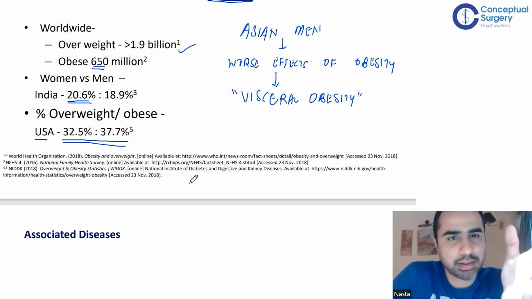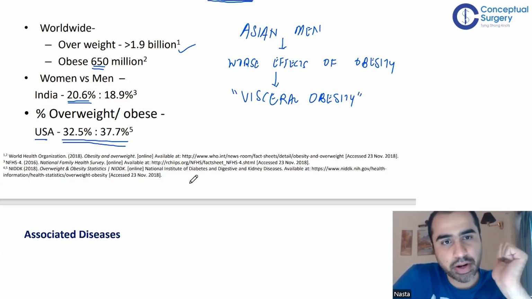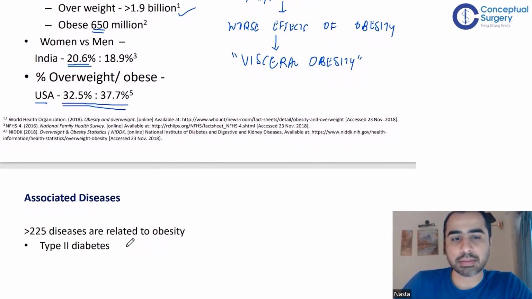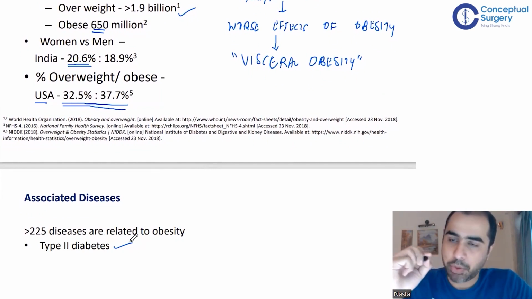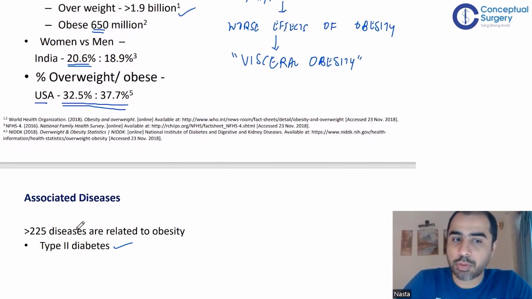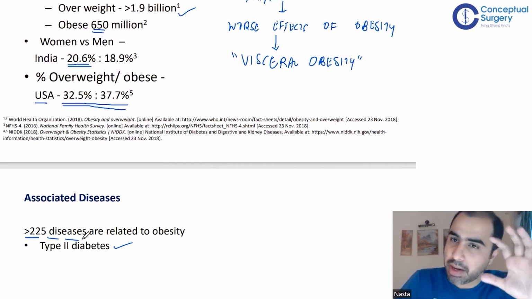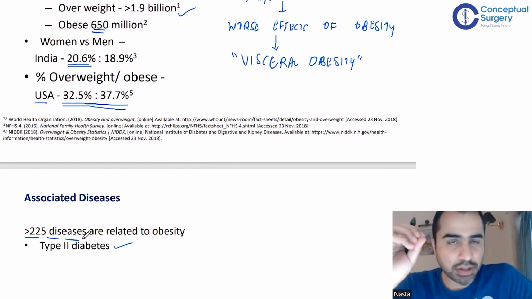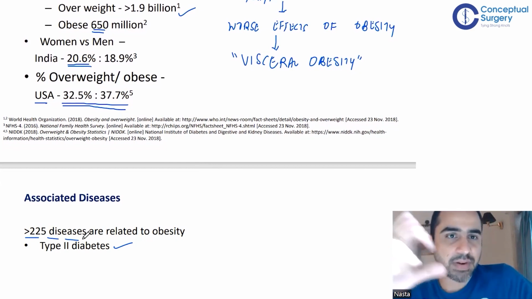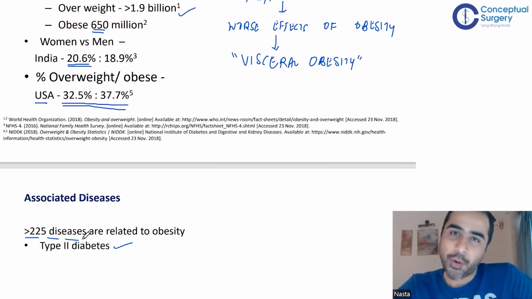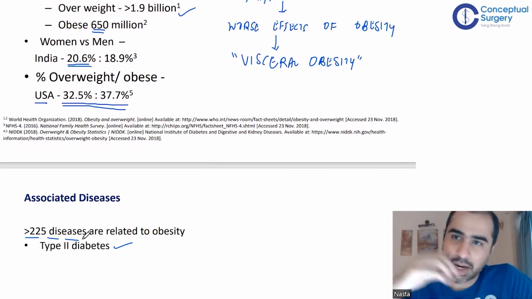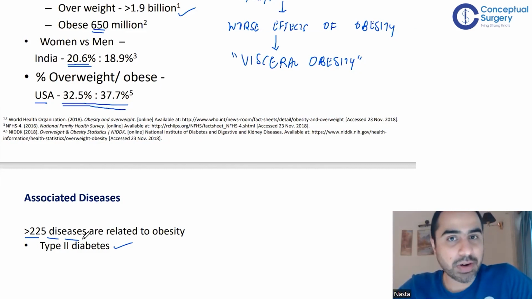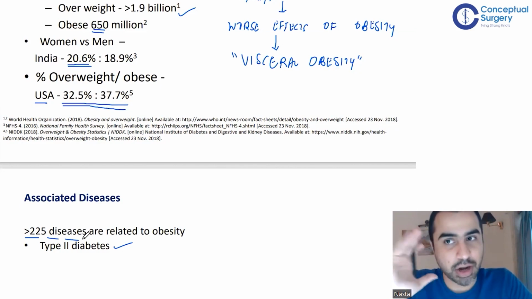Now you ask yourself, what are these diseases which are seen more in obesity compared to normal weight population? The first, the most important one, of course, is type 2 diabetes. Goes without saying. Type 2 diabetes and obesity go hand in hand, but there are many more. There are almost 225 diseases and many, many cancers also. When you study oncosurgery and you study the etiologies of cancers, every cancer you will study, obesity will be one of the risk factors. In fact, after smoking, obesity is linked to the most number of cancers. It is the second most common preventable cause of cancers, preventable cause of death, after smoking.